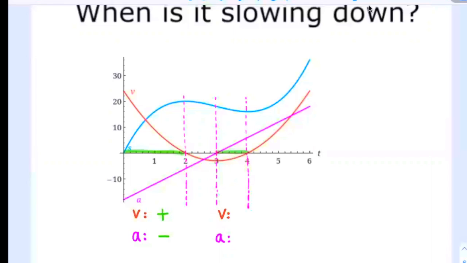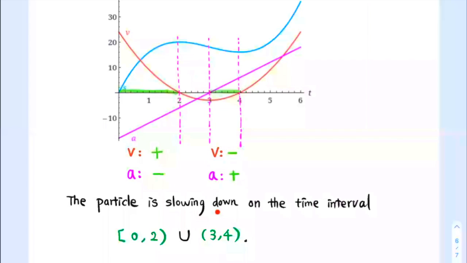Also, on this time interval from 3 to 4 seconds, the velocity is below this t-axis, so it is negative. The acceleration is above this t-axis, so it is positive. So they are pointing in different directions, so the particle is slowing down. The particle is slowing down on the interval from 0 to 2, union 3 to 4.